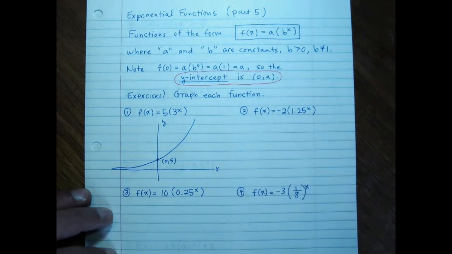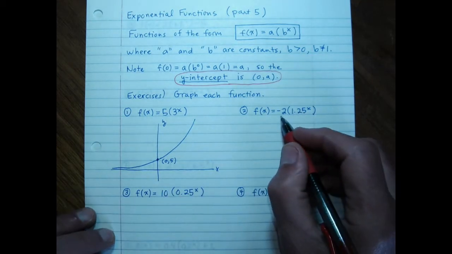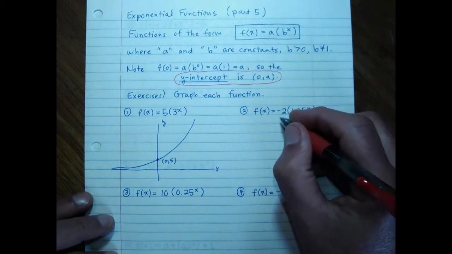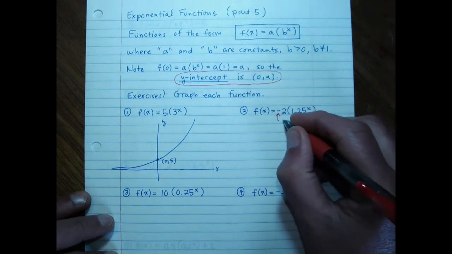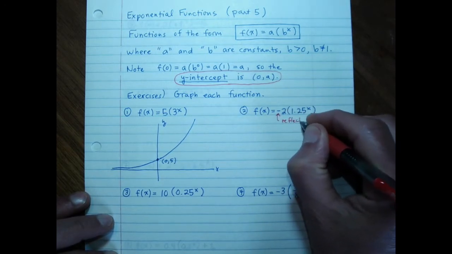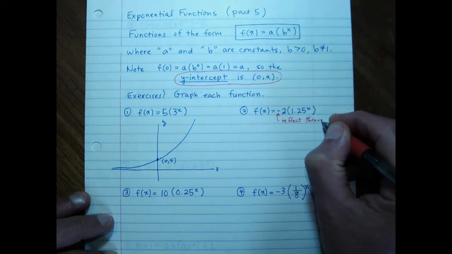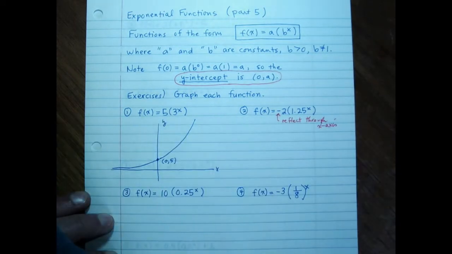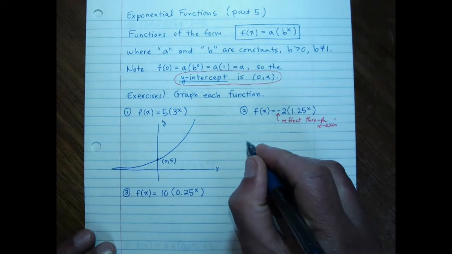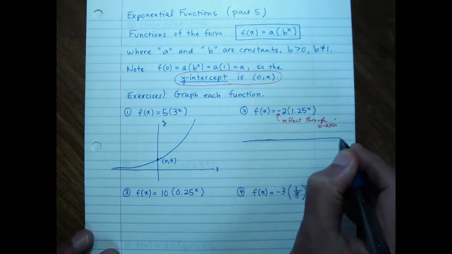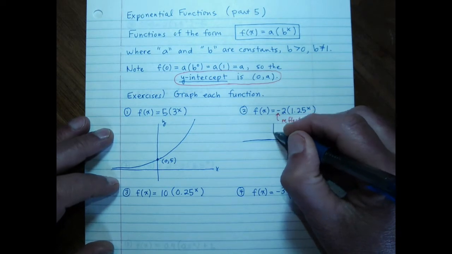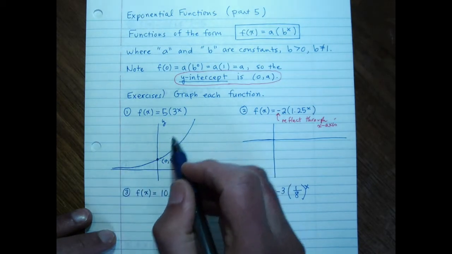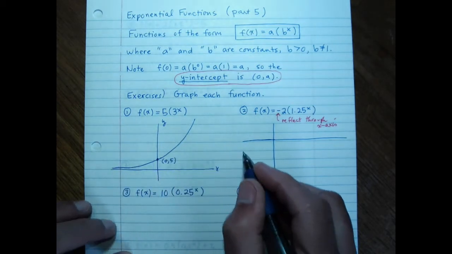Let's look at number 2 here. Now, here we have negative 2 times 1.25 to the x. So again, we have a base greater than 1. But the minus sign here in front tells us that we will have to reflect through the x-axis. So I'm going to draw my x-axis up a little higher. And imagine taking this shape of number 1 and reflecting that shape through the x-axis.